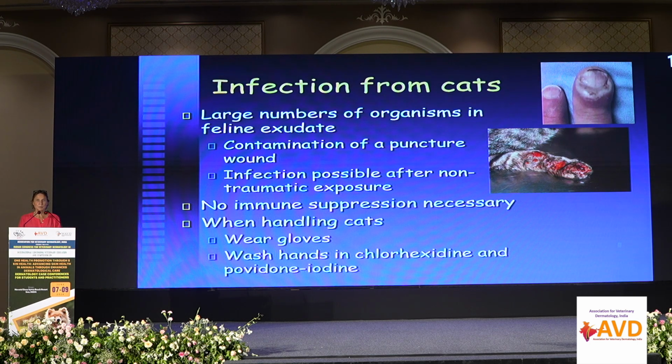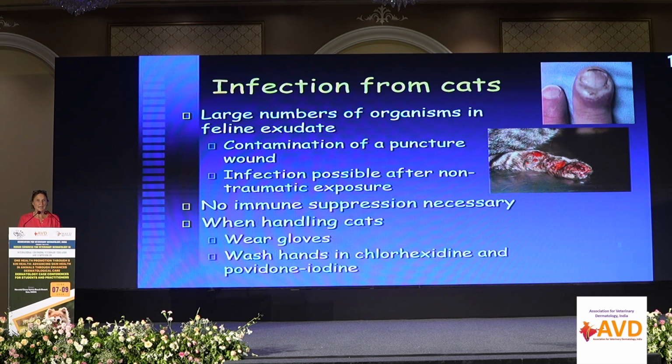What do we need to remember about Sporothrix? For one, it is a zoonotic disease. I can get it from touching a cat that has draining tracts, so first and foremost, reach for a set of gloves. Two, cats have a large number of organisms in their exudate. This is different from dogs. So the diagnosis of Sporothrix in cats is typically not a challenge. If you do your cytology, you'll be able to see this organism.